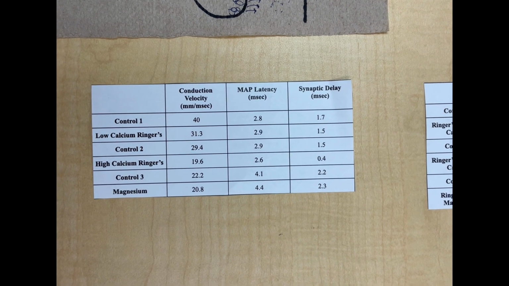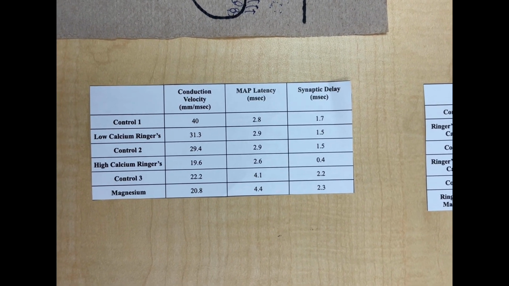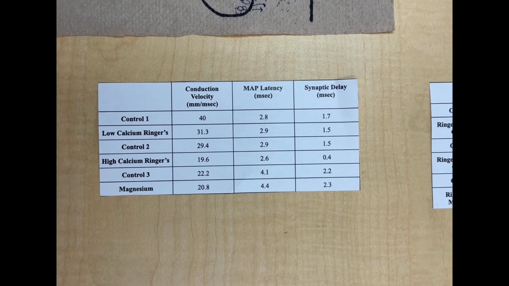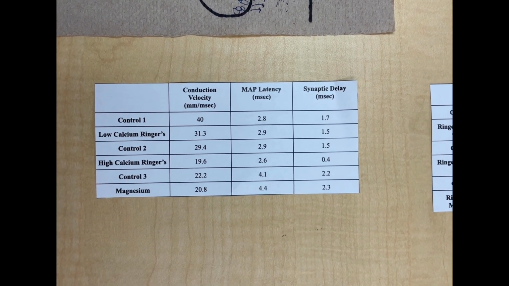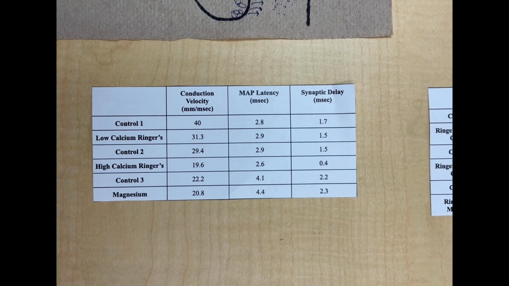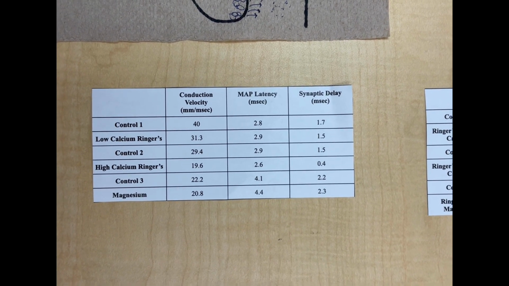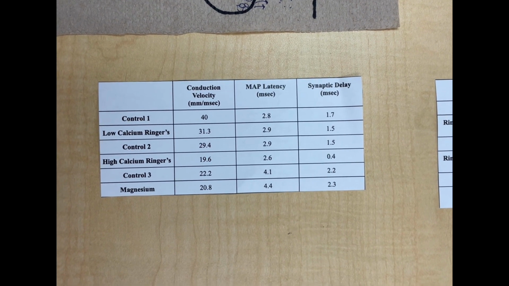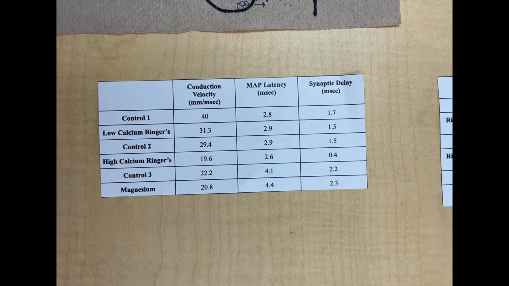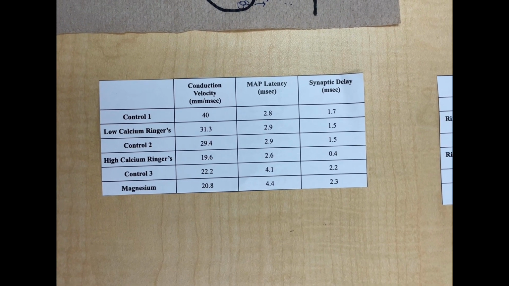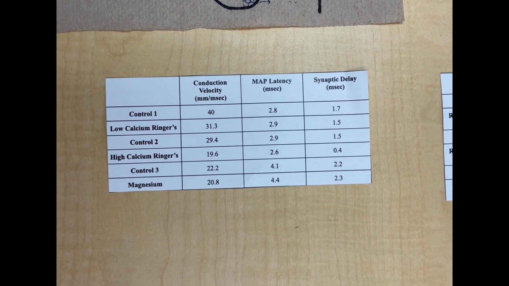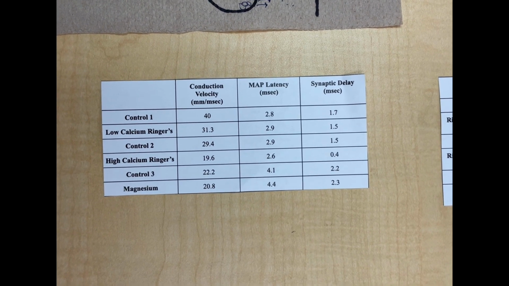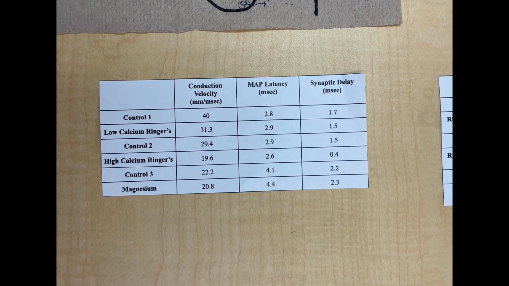The latency of the CAP and the nerve conduction velocity for ringers with high calcium was 0.5 milliseconds and 19.6 millimeters per millisecond. The conduction time from the negative stimulating electrode to the negative recording electrode of ringers with high calcium was 2.2 milliseconds. The MAP latency and synaptic delay for ringers with high calcium were 2.6 and 0.4 milliseconds. The synaptic delay decreased from 1.5 milliseconds to 0.4 milliseconds.